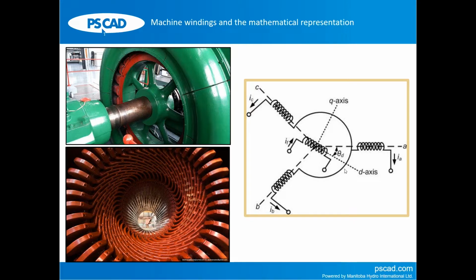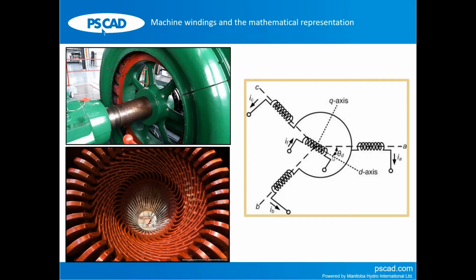One thing you have to remember is, unlike a transformer, here some of the windings are moving or rotating. In this case, the field winding is rotating. So it's the position of the field winding. The magnetic axis of the field winding is constantly changing with respect to the stator windings A, B, and C. Okay, that's an important point.